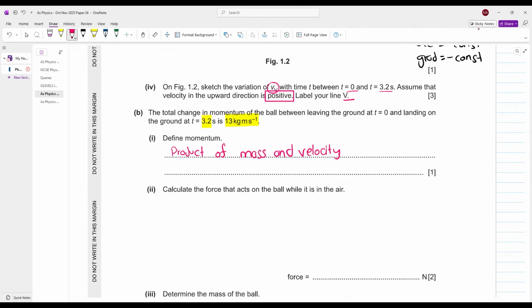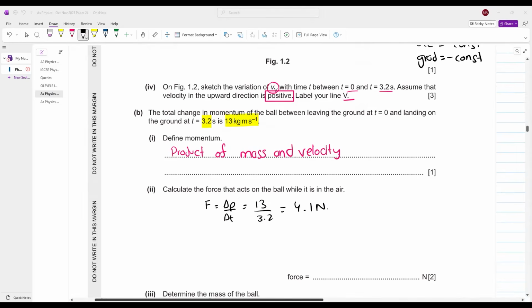Calculate the force that acts on the ball in the air. How will we calculate the force that acts on the ball in the air? Change in momentum over change in time. Very, very easy. Force is equals to change in momentum over change in time. Beta, change in momentum क्या है? 13. What is your change in time? 3.2. Can you calculate the force? Force निकाल सकते हो? Yes, very easy. 13 divided by 3.2. The force comes out to be 4.1 Newton. Easy peasy. Let's move ahead.